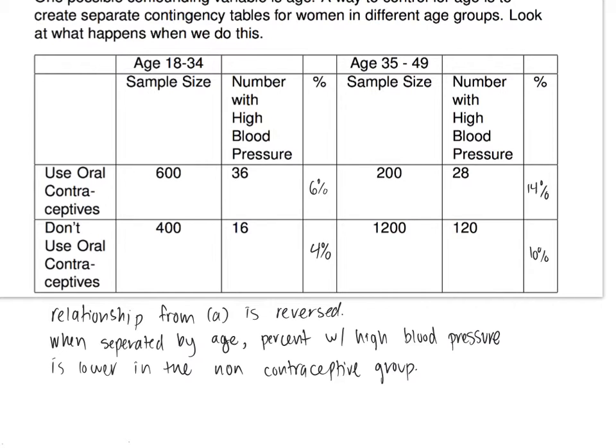So it doesn't appear that taking oral birth control is really a good idea for, or a benefit for blood pressure in this case, does it? Whereas the other one kind of suggests that it might be a little bit of a benefit, right? So, just something to consider.